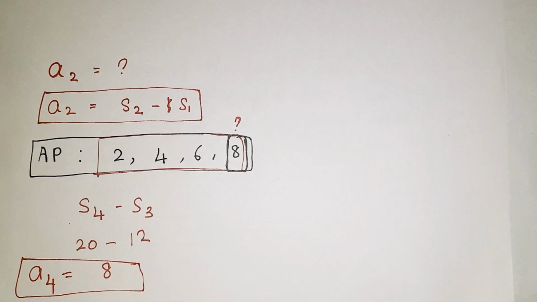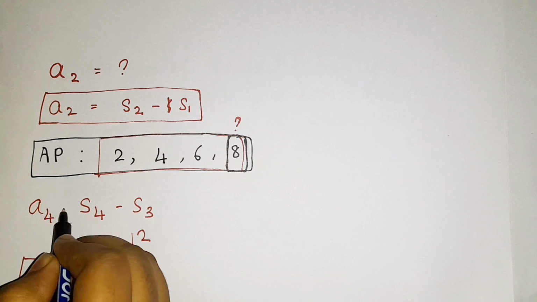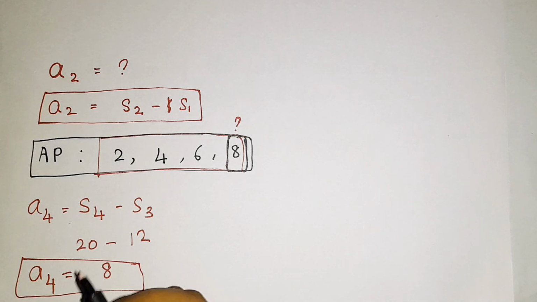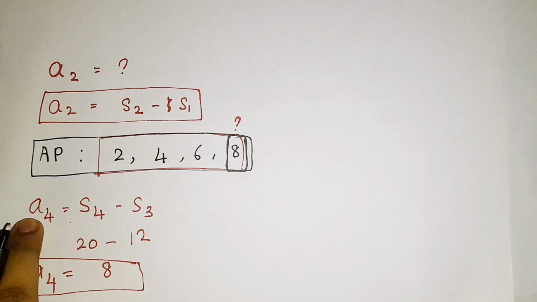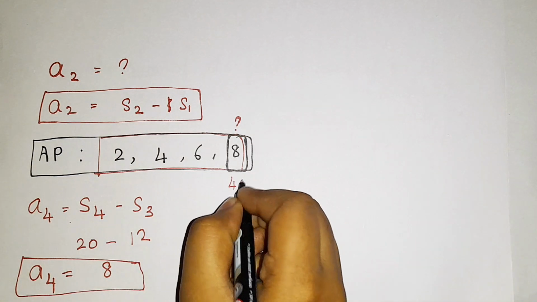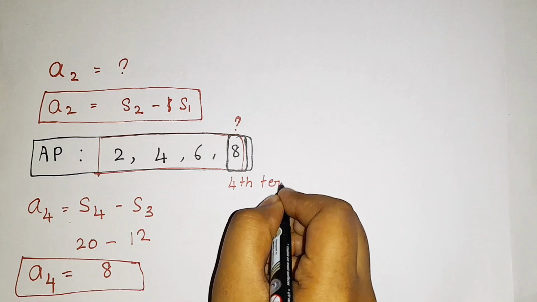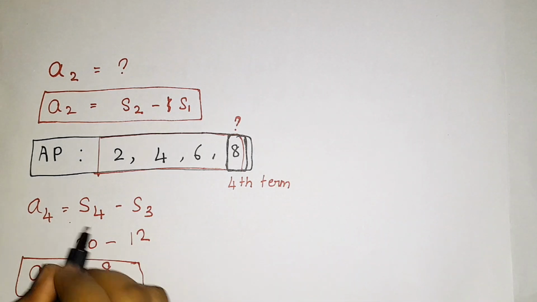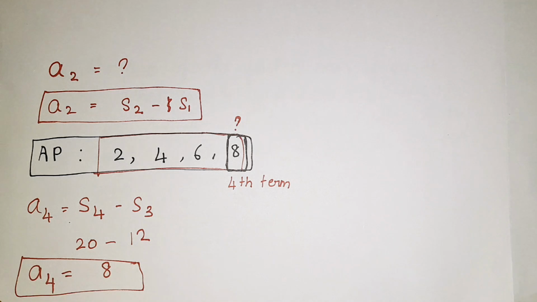Okay, I hope you guys understood this. I got 8 for A4. This much time I was finding the A4 value. You might be wondering what is the difference between A4 and S4. So remember guys, A4 means 4th term. Okay, so here I will write: A4 means 4th term. S4 means sum of 4 terms.